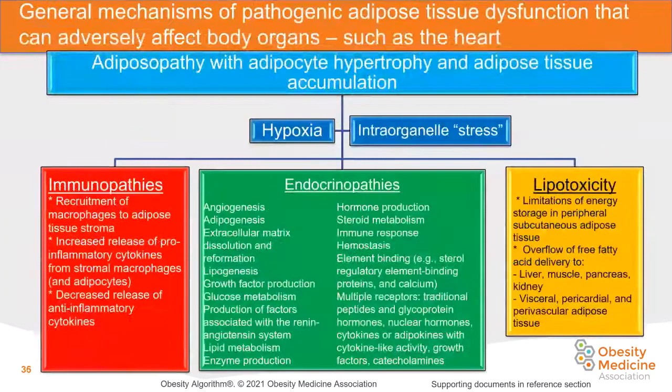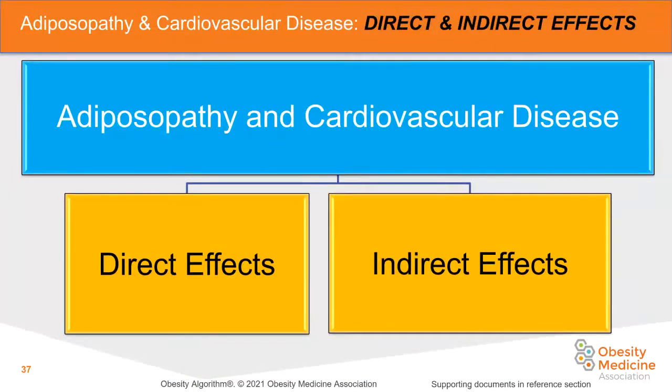increase in thromboembolic events. So the general mechanisms that I'm trying to get to, and this goes back to the very first slide, is when you get adipocyte hypertrophy and adipose tissue accumulation, you get intracellular hypoxia, intraorganelle stress, where you end up with these immunopathies and these endocrinopathies and this lipotoxicity that contribute to the most common endocrine abnormalities we see in clinical practice. And from a cardiovascular standpoint, as I already mentioned, there are direct effects of the adiposopathy or the increase in body fat and indirect effects.